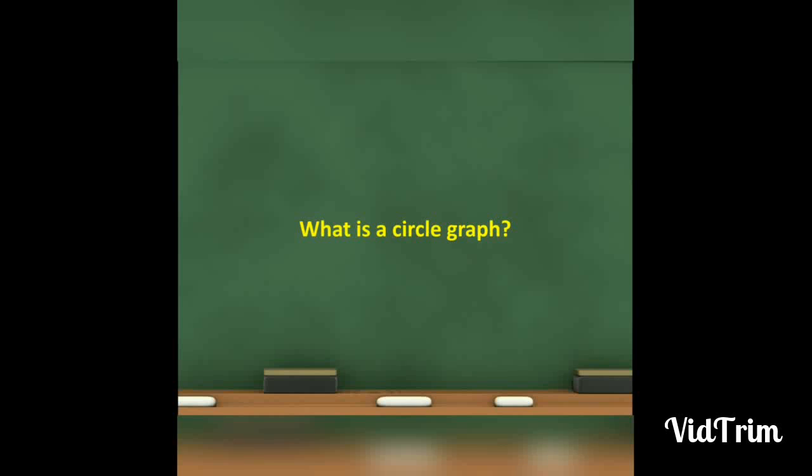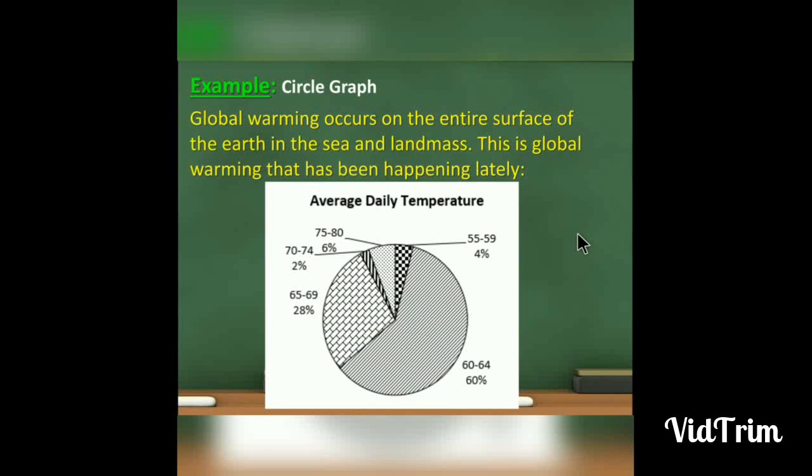Then if you want to determine the percentage of a group of data, we can do it by the number of the group of data divided by the total amount of all data times 100%. This is the example of a circle graph. In the example, global warming occurs in the entire surface of the earth, in the sea, and landmass. This is global warming that has been happening lately.